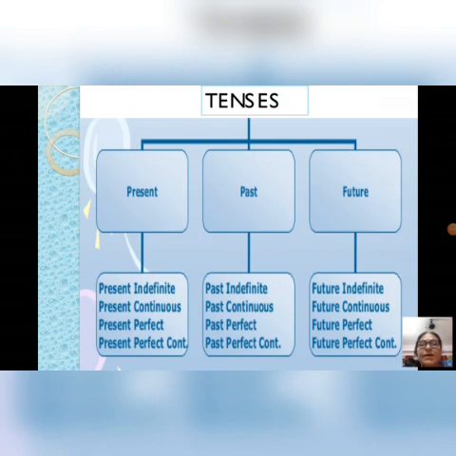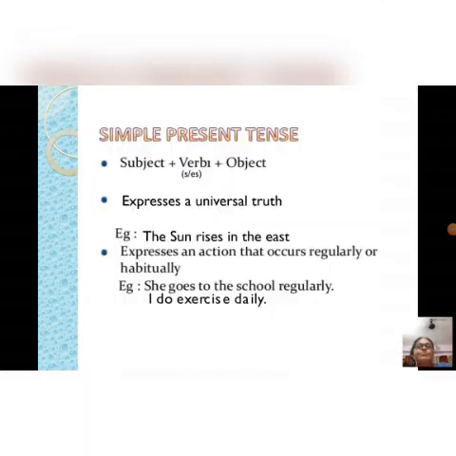They are present indefinite or simple present, present continuous, present perfect, present perfect continuous. Now next, past indefinite or simple past, past continuous, past perfect, past perfect continuous. Now third is future tense: simple future or future indefinite, future continuous, future perfect, and future perfect continuous.